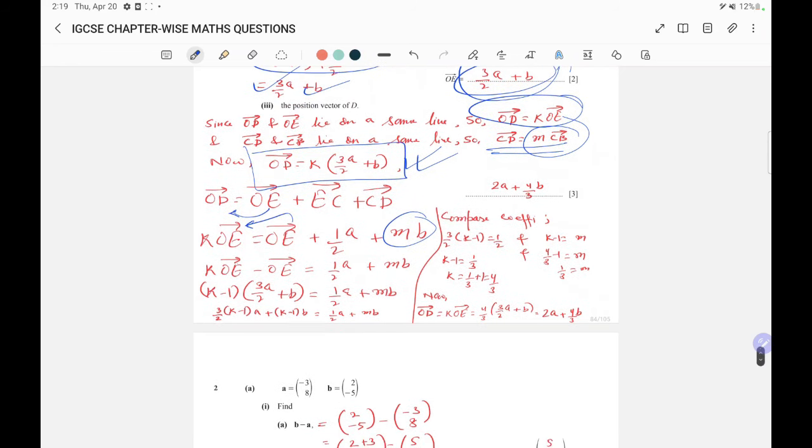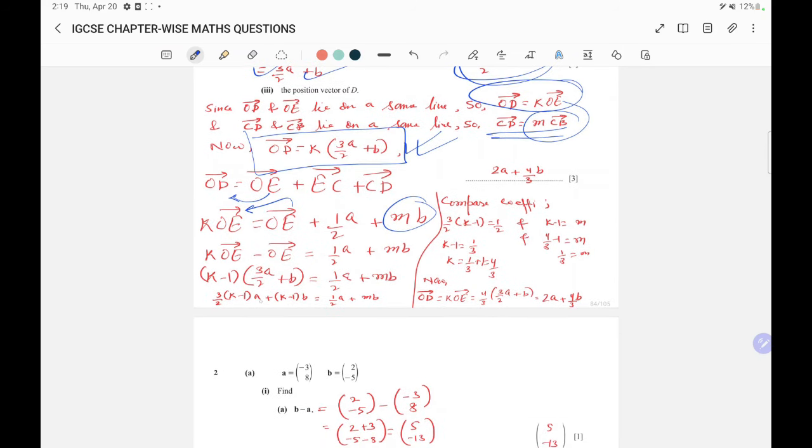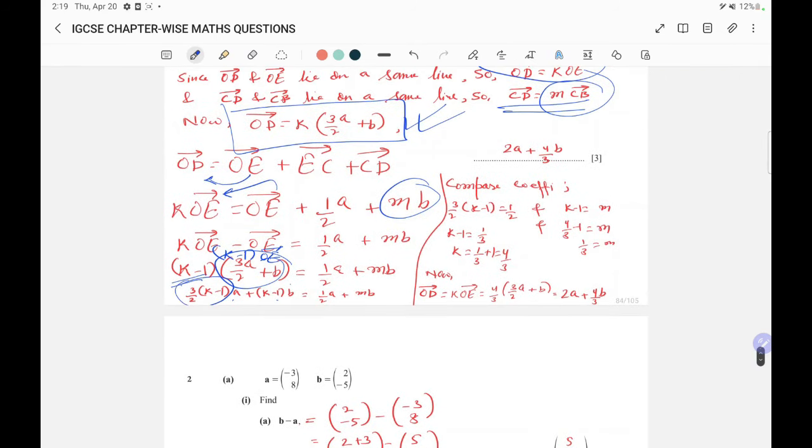So take the left side, K OE minus OE, equals half A plus MB. Now take OE common, so it will be (K minus 1) times OE. OE is 3 over 2 A plus B. So now we get 3 by 2 (K minus 1) A and (K minus 1) B, and this equals half A plus MB. Now compare the coefficients. The A coefficient is 3 by 2 (K minus 1) and on the other side it is half. The B coefficient is K minus 1 and on the other side it is M. Solve for K here: K will be 4 by 3. Solve for M here: M will be 1 by 3.